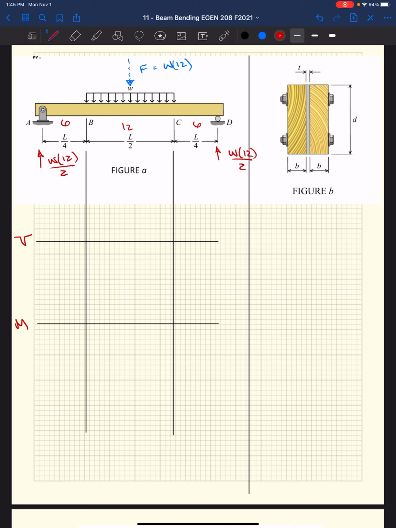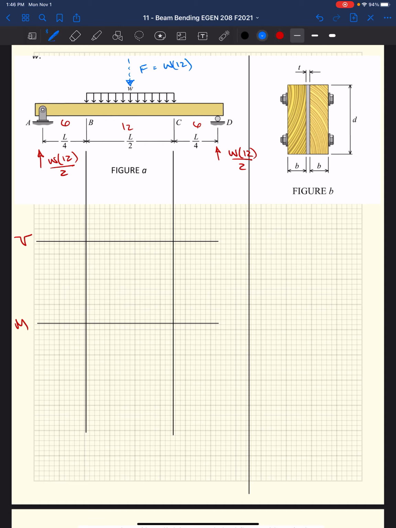All right, so if those are reactions, we can figure out our shear and moment diagrams. I haven't put in any loads here because we're going to calculate what our stress is based on a given load, but then we're going to come back and they're going to give us allowable stress, and then we're going to have to figure out what the allowable load is. So I'm going to calculate the shear and moment diagrams with respect to this uniform load magnitude, okay? So the reactions are W12 over 2, essentially meaning we have W6.